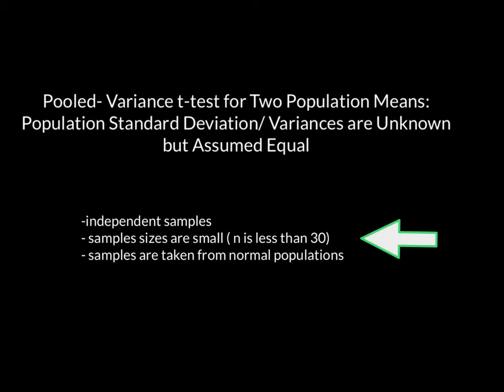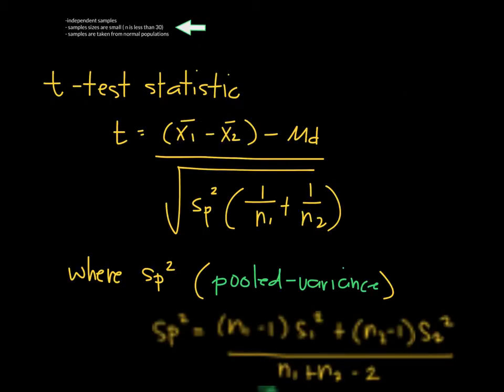So there are additional considerations. Number one is that the samples should be independent, so they're not related. The sample sizes are small, that is n is less than 30, and we have to consider that samples are taken from normal populations. If these conditions are met, then we use the following t-test statistic, and this is the formula that we will be using to find the calculated t. Note that we're using the t because the variances are unknown, and at the same time, the sample sizes are less than 30.